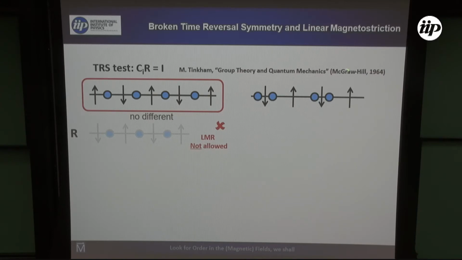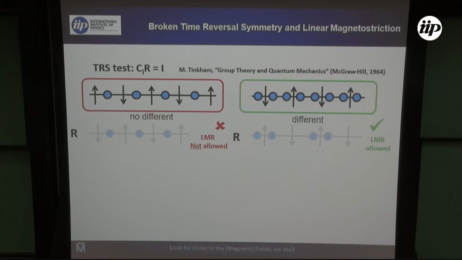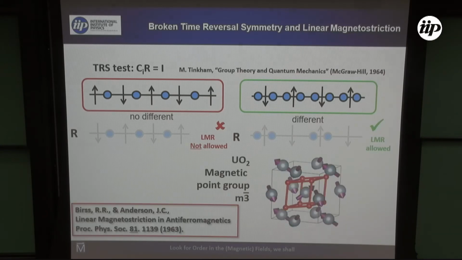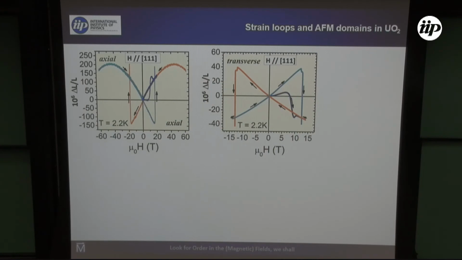On the other hand, if the lattice is distorted, and you apply the operator for time reversal symmetry, and then use a symmetry element, then this does not work anymore. So in these cases, the linear magnetostriction is allowed. And we believe that this is what is happening here in uranium dioxide with the non-collinear antiferromagnetic state. So here comes the interesting low temperature part and low magnetic fields.